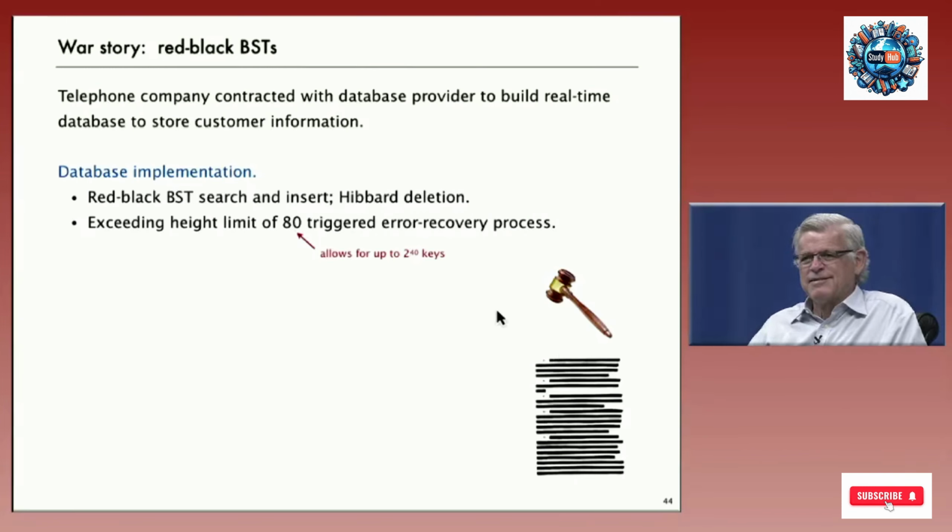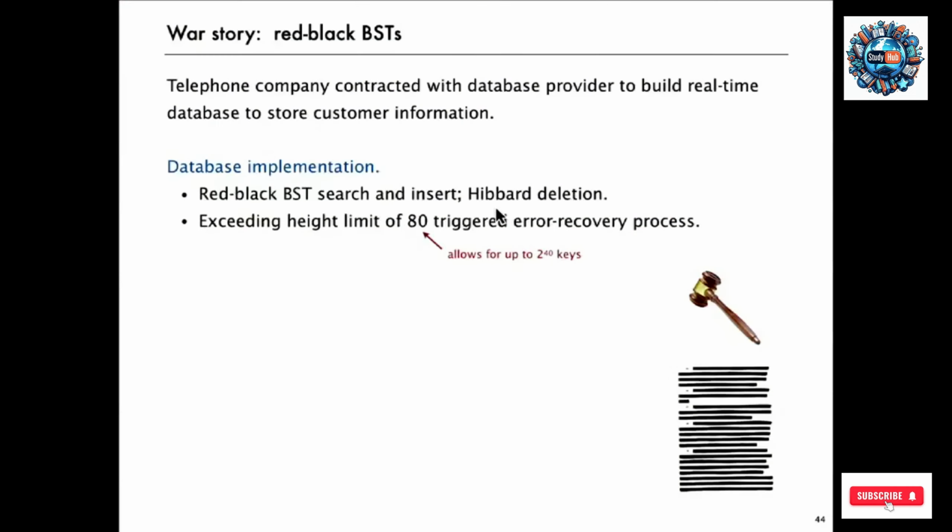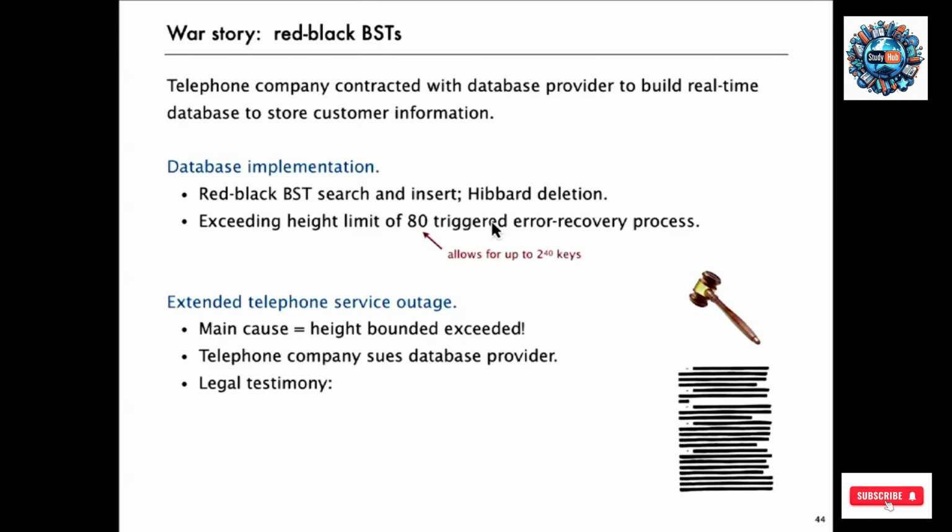So what they did in this implementation was they just put in regular Hibbard deletion in the red-black BST, not the deletion algorithm that's guaranteed to keep the constant black height all the time. But they still thought that it should be balanced and it shouldn't matter much. And they had a complex error recovery process that got triggered if the height limit got too big.